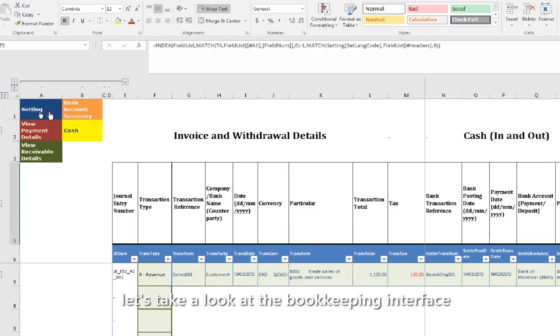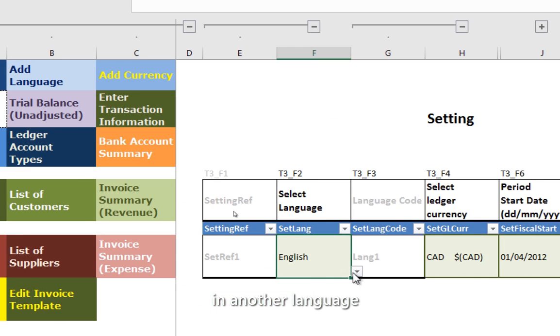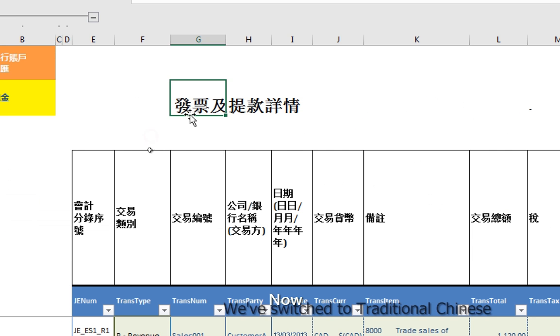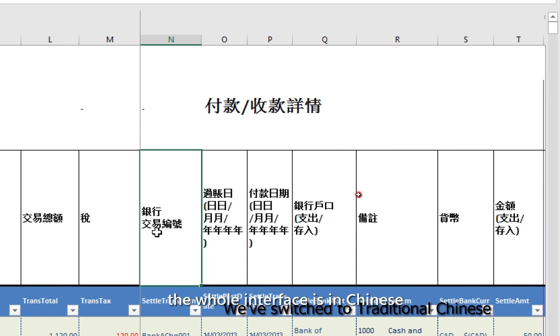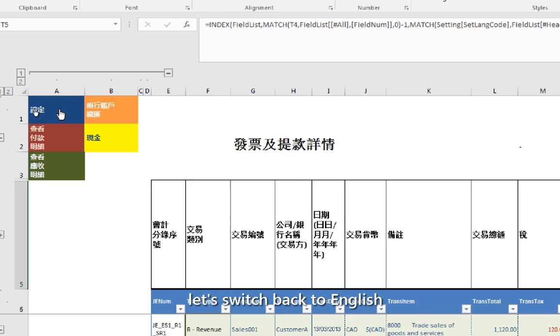Before we move on, let's take a look at the bookkeeping interface in another language. Now, the whole interface is in Chinese. Okay, let's switch back to English.